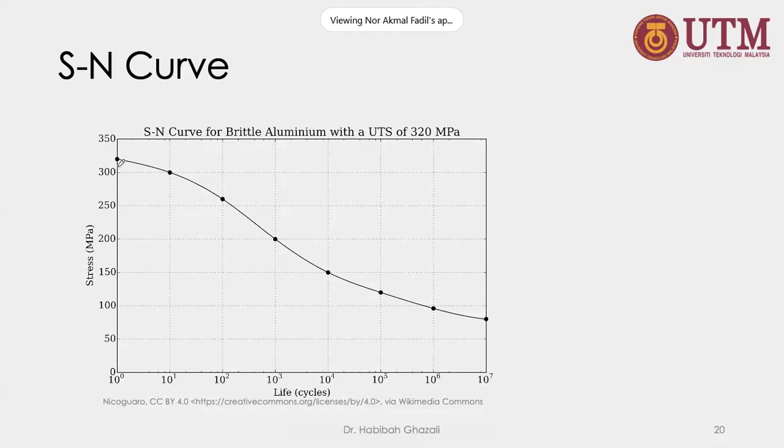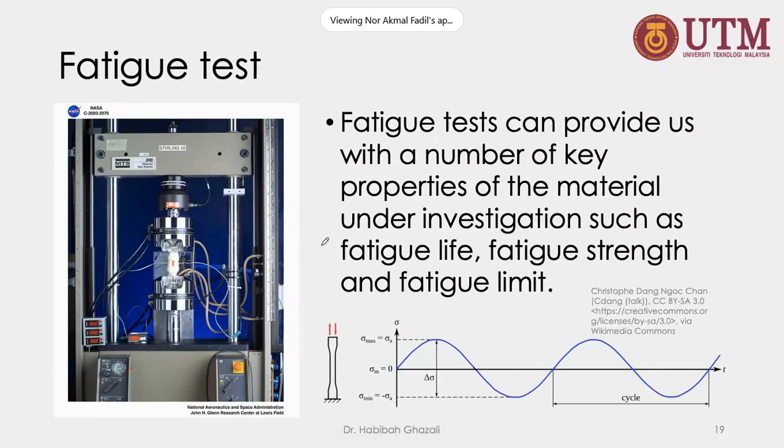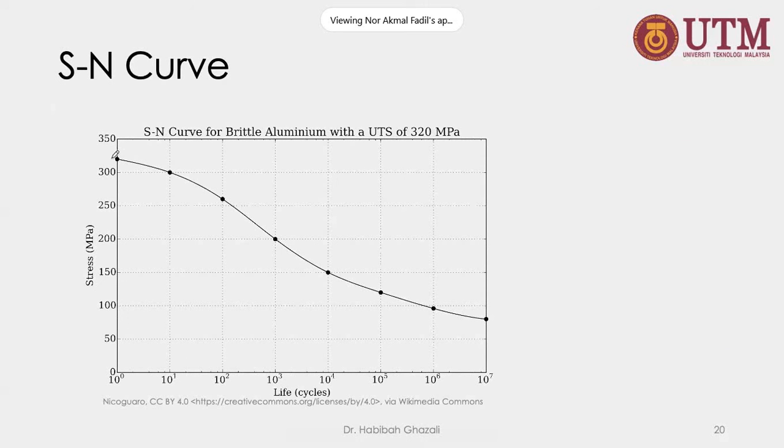Okay, like this. This is the stress we apply for this one. Okay, let's say stress number 1, and we look at what is the maximum cycle load, the number of cycle load, and then we plot like this. Okay, for example, this one is 320, and it will fail.